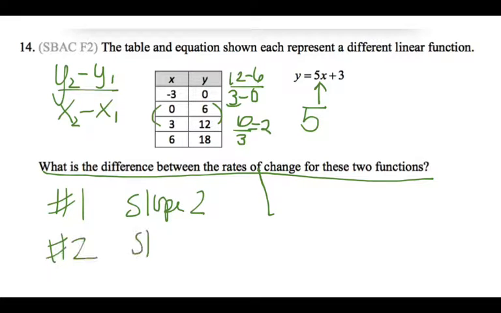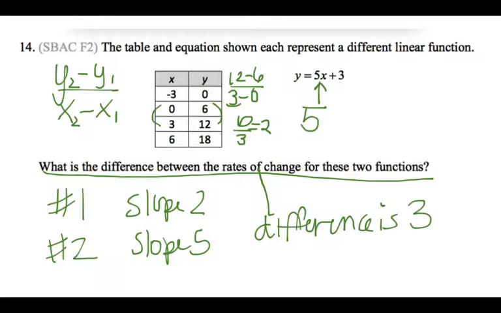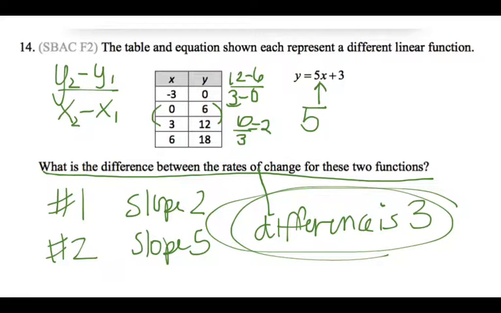So number 1 has a slope of 2. Number 2 has a slope of 5. The difference is 3. That's your answer.